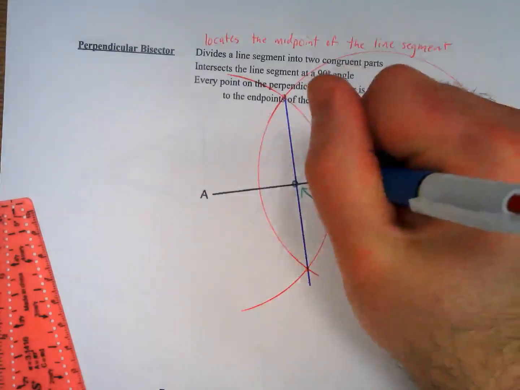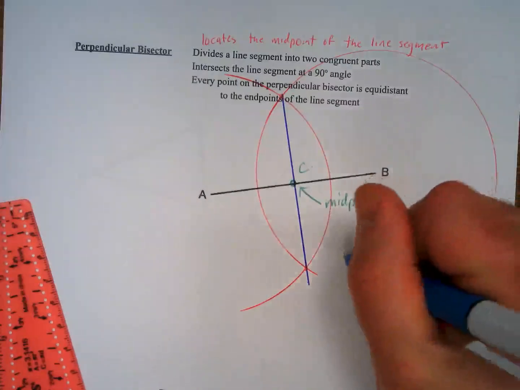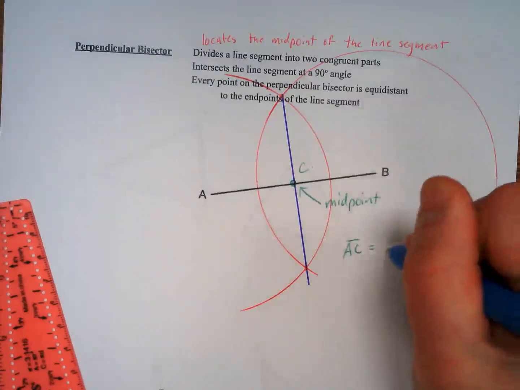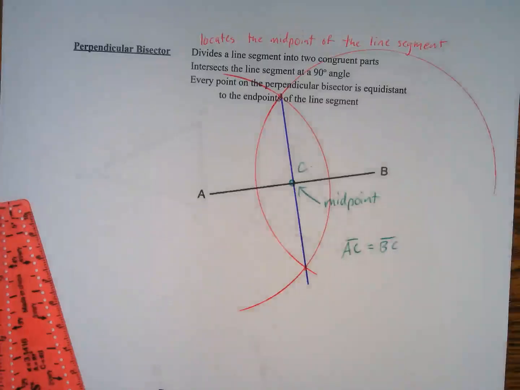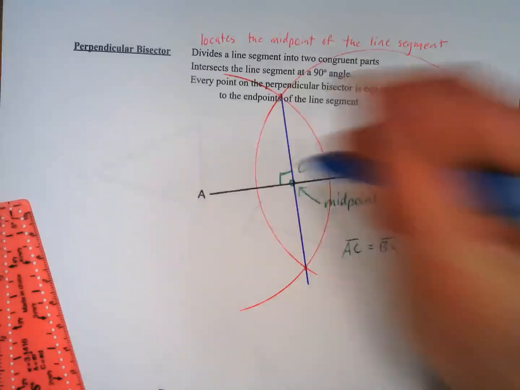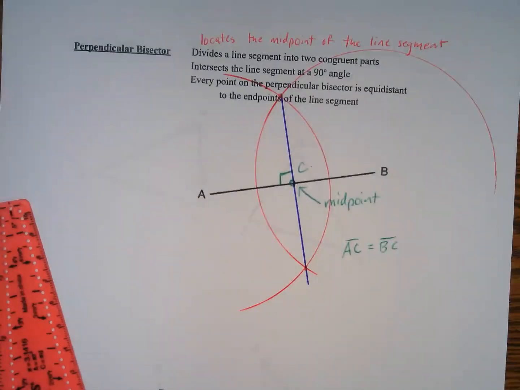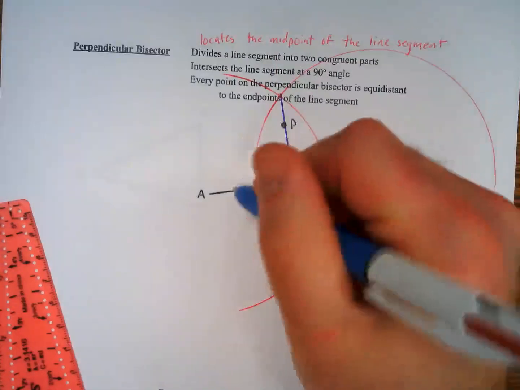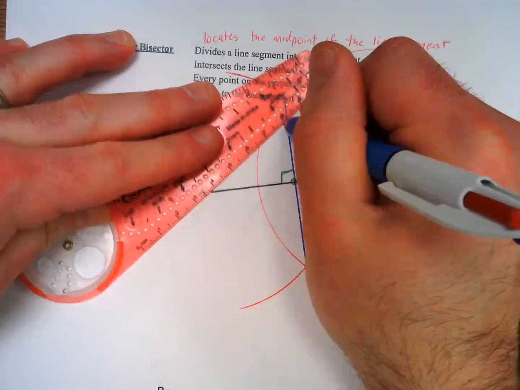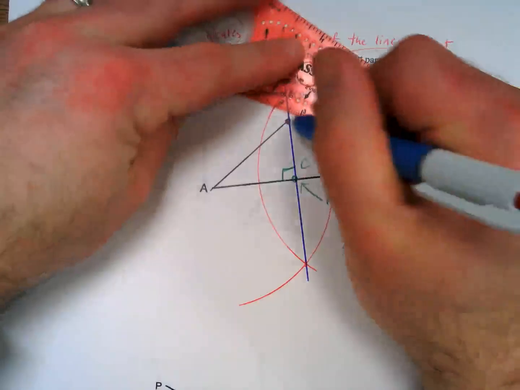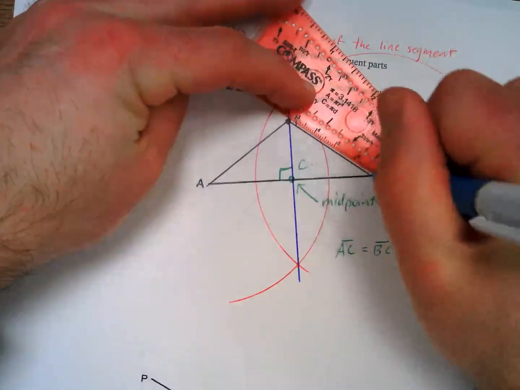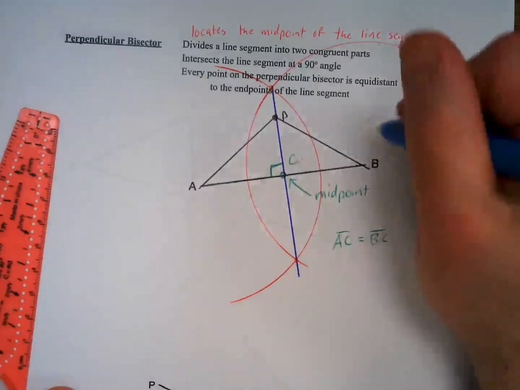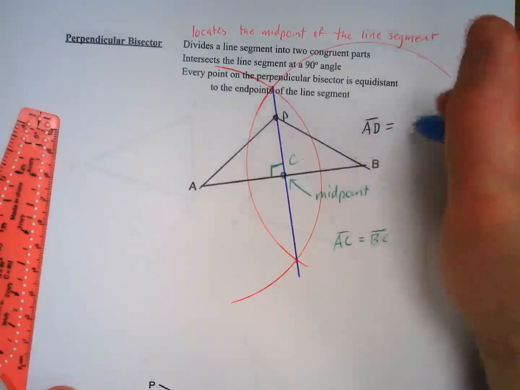Okay, if we label it, let's say C, then we would know that AC and BC would be equal in length. We'd also know that these angles would be 90 degrees. We would also know, let's say we chose a point, maybe let's call it up here, let's call it D. If we were to connect A and D and B and D, those would also be equal in length. So AD would also be equal to BD.